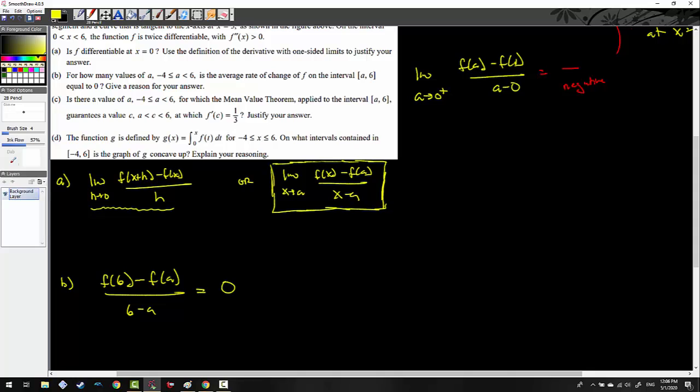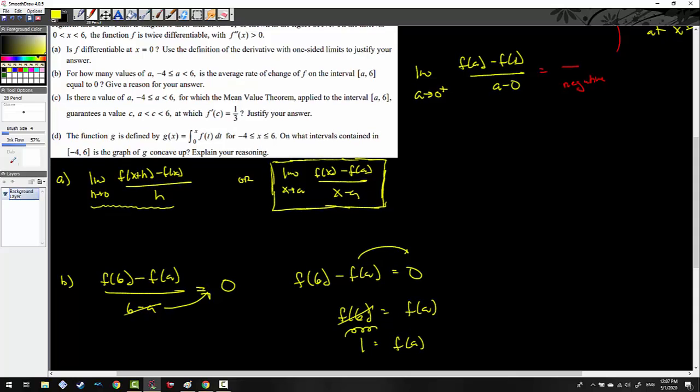So I'm going to solve for f of a real quick, because I don't know what f of a is. Well, from here, the denominator goes away. f of 6 minus f of a is equal to 0. So I'm going to add f of a to both sides. So f of 6 equals f of a. But I do know what f of 6 is. f of 6, according to the graph, is 1. So let's talk about the significance of this statement right here, because we're not done yet.